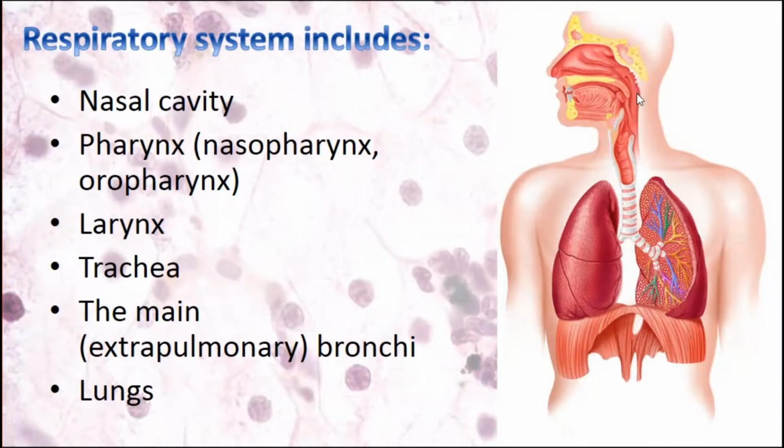So, the respiratory system includes such anatomical regions and organs as the nasal cavity. It includes the pharynx, which has nasopharynx, oropharynx, and laryngeal pharynx. Also, we have the larynx, the trachea, and also bronchi, main extrapulmonary and intrapulmonary bronchi, which together with the respiratory portion of the respiratory system form the lungs. So there are organs: nasal cavity, pharynx, larynx, trachea, bronchi, and lungs. And today we'll talk about their microscopic structure.